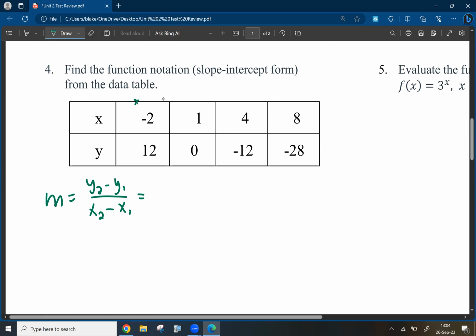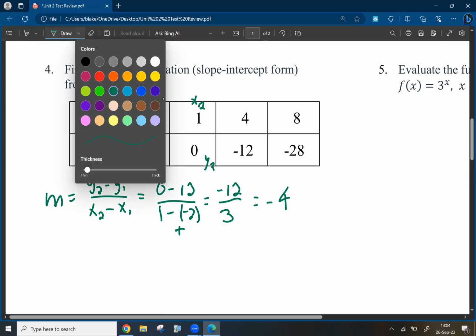So we'll call this x1 and y1 and x2 and y2. And we'll plug these in. So y2 minus y1 is 0 minus 12. And then x2 minus x1 is 1 minus negative 2. So this would be negative 12 over 3, because you'll add them, right? This will become a plus 2. So 1 plus 2 is 3. So this becomes negative 4. Negative 12 divided by 3 is negative 4.